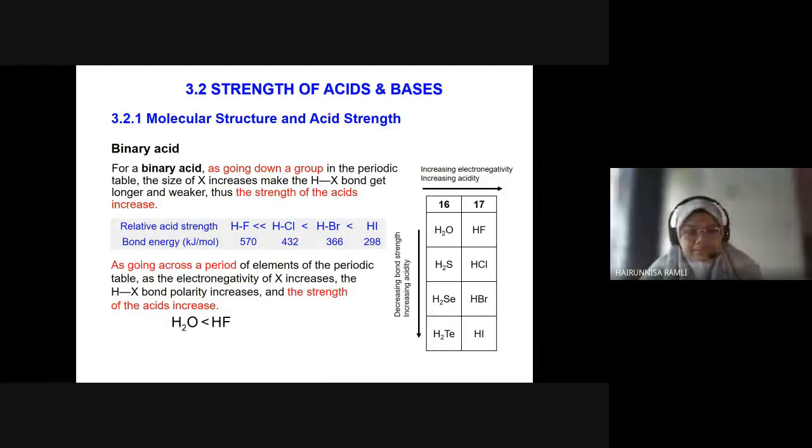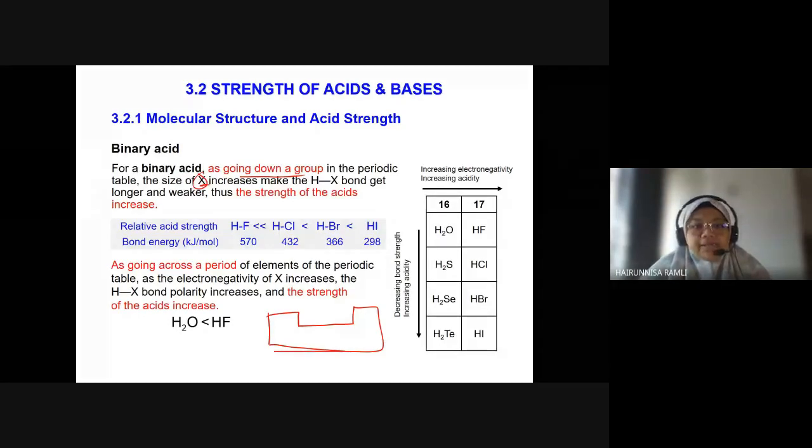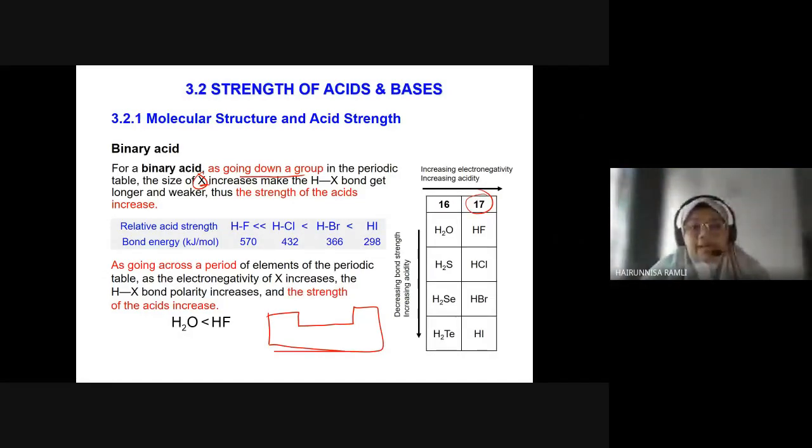For binary acid, okay, as going down the group, in the periodic table, I hope you still remember. So going down the group, the size of X, what is X here? Normally it is group 17, normally, actually you can relate with group 16 too. Okay, sorry, this is not binary, so group 17 normally. So as going down group 17, the size of X increases, making the HX bond longer and weaker.